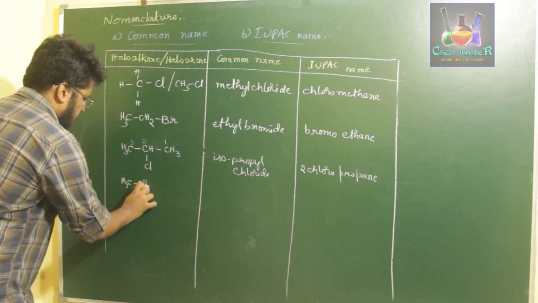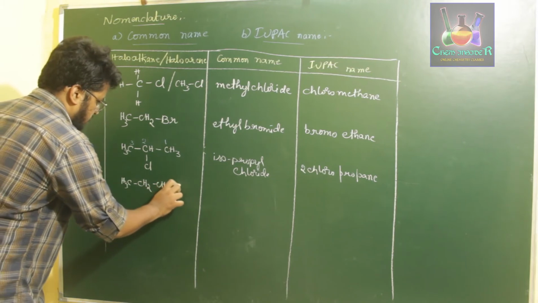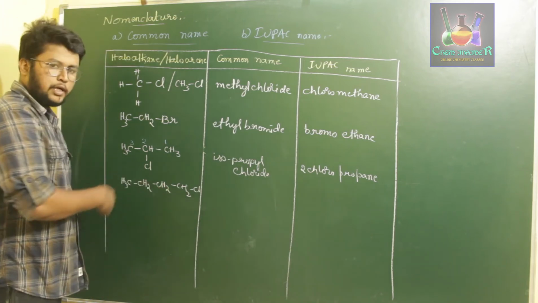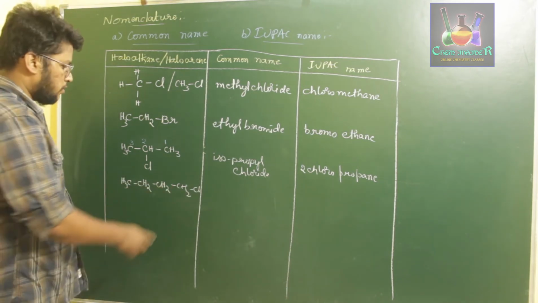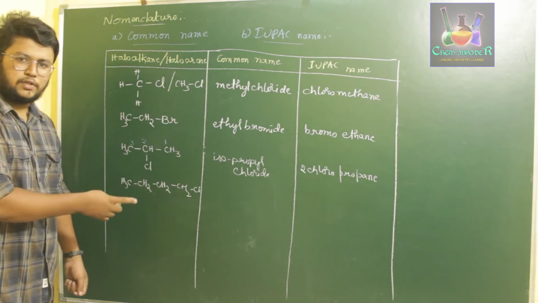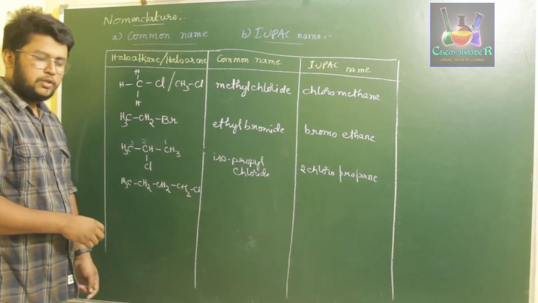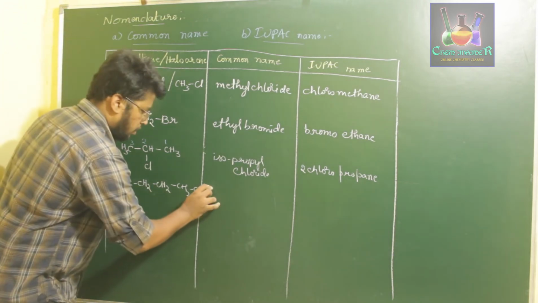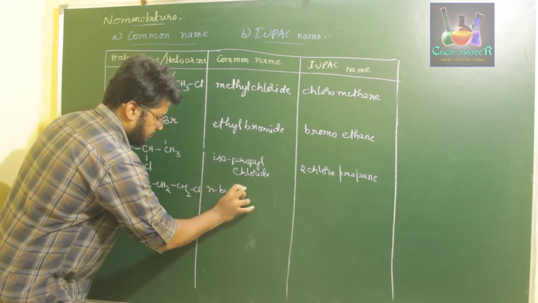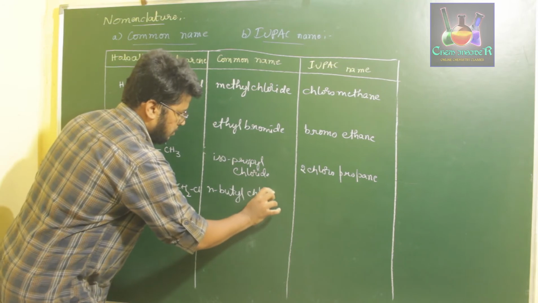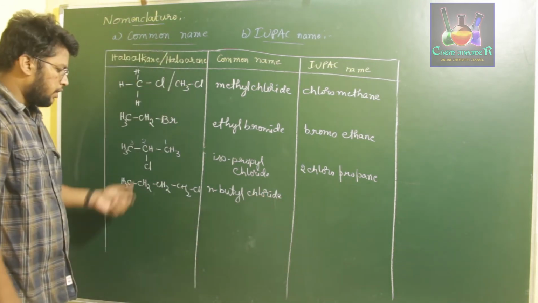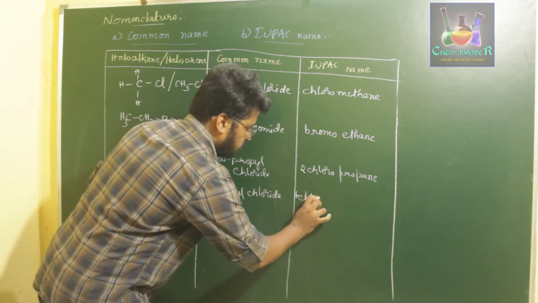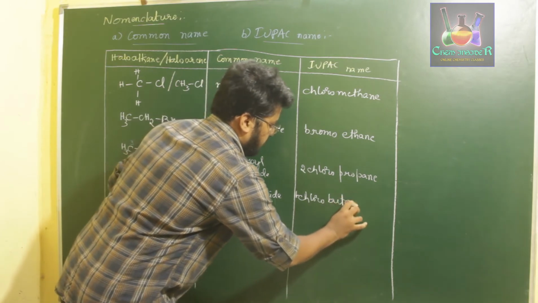Next, CH3, CH2, CH2, CH2, Cl. So this is a 4 carbon atom system with a chlorine group. In this case, we have 4 different structures of this compound with 4 carbon atoms. This one is a simple one with 4 carbon atoms in a straight chain. Therefore, we call it N-butyl chloride. For the IUPAC nomenclature, this will be chlorobutane, or you can also say 1-chlorobutane.